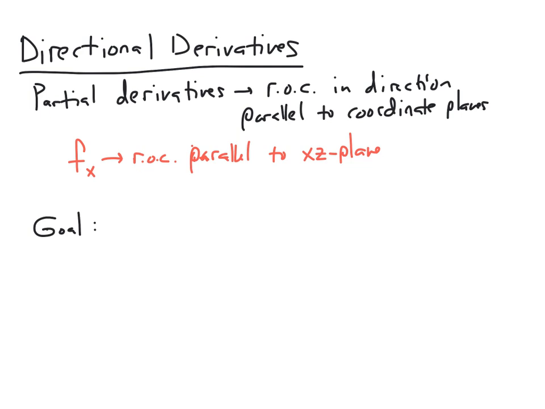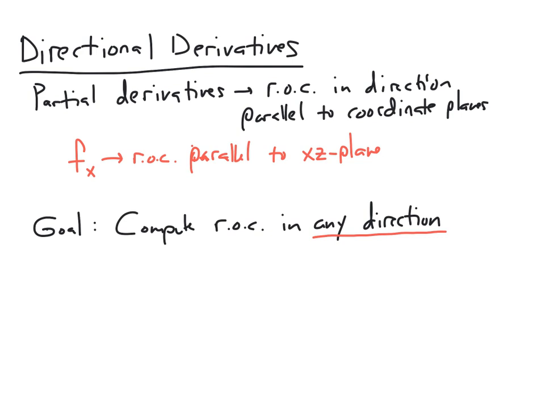So our goal here in defining directional derivatives is we want to be able to compute the rate of change in any direction, not just in the direction of one of the coordinate planes. Now to do this, we need to quantify a direction in some way. And luckily we were able to do that. We can represent a direction with a vector.